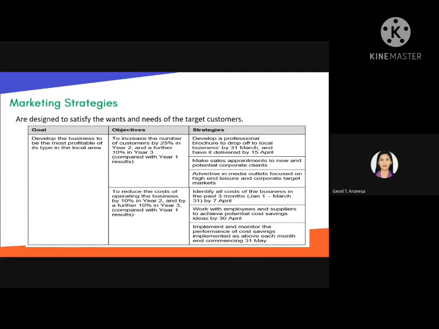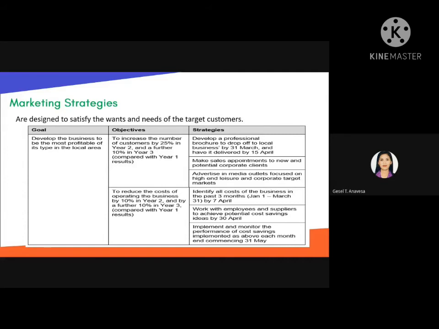Okay, so another strategy nga ilahang himuon is to make sales appointments to new and potential corporate clients. And then lastly, ang ilang usa ka strategy is to advertise in media outlets focused on high-end leisure and corporate target markets. So mao na siya ang mga example. Okay? So again, pwede ra mo maghimog daghang objectives and then pwede ra sad maghimog strategy, but of course, don't forget nga in line na siya sa inyong goal.